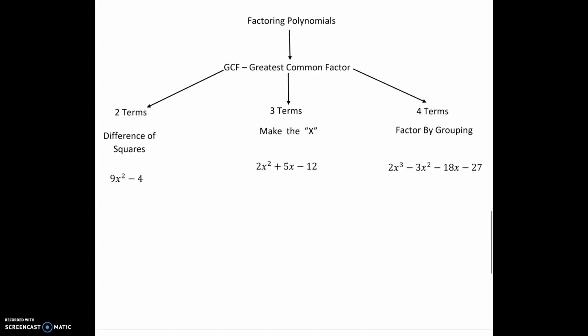So when we start with factoring polynomials, okay? And this is the flow chart. You will see on your lesson 2 a PDF that says factoring polynomials flow chart. So this is what I'm referring to. The first thing you always want to check for is the greatest common factor. After that, you want to see if you have 2 terms. If so, then you're going to be using this method of difference of squares. Here's an example. If you have 3 terms, we will be making that x. Here's an example of there. And if you have 4 terms, we will be doing factor by grouping, and this is an example.